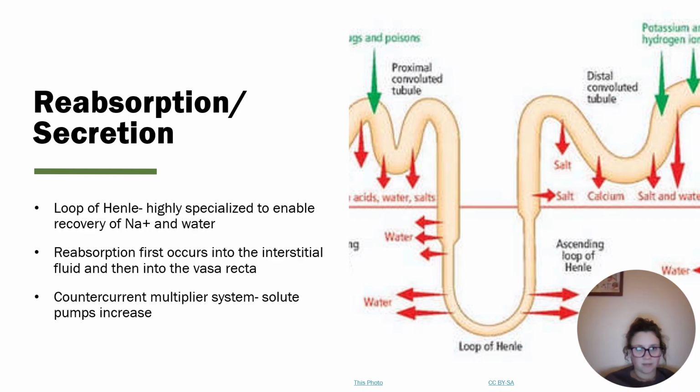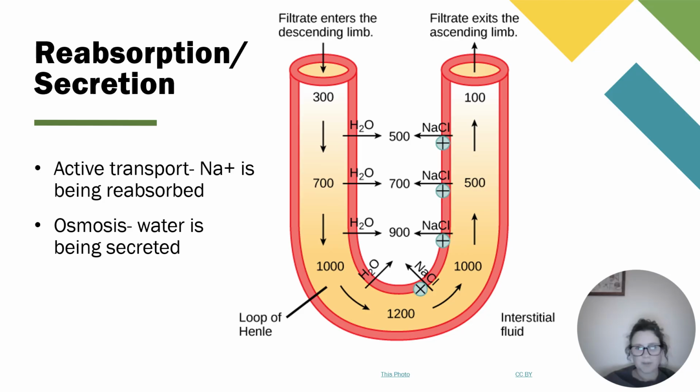So here's your bigger picture of your loop of Henle, and you can see that as it's flowing down, the H2O is being secreted. So that's your osmosis as it's flowing down your loop. And then as it's going back up, more sodium is being absorbed, and so it's becoming thicker, basically, filled with more sodium and less water.